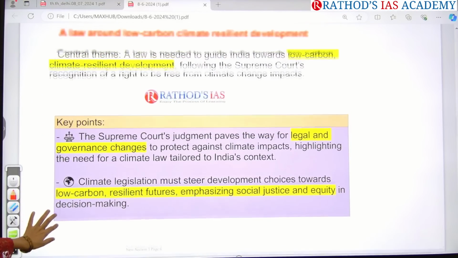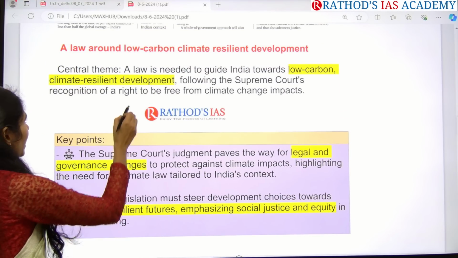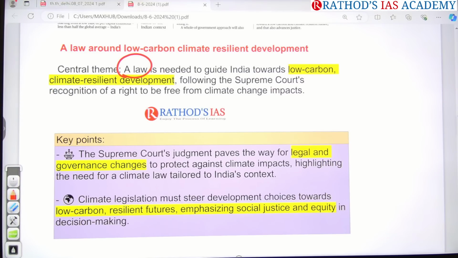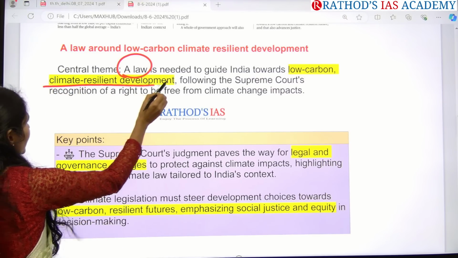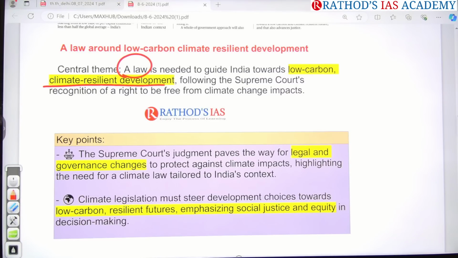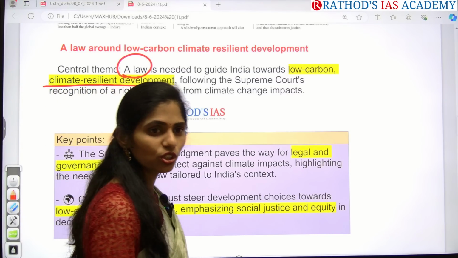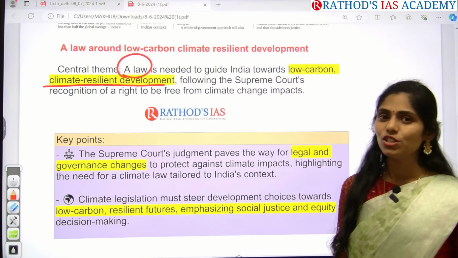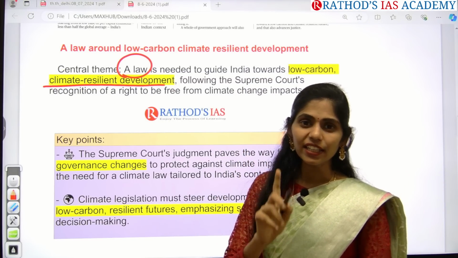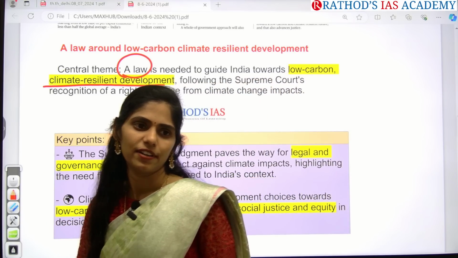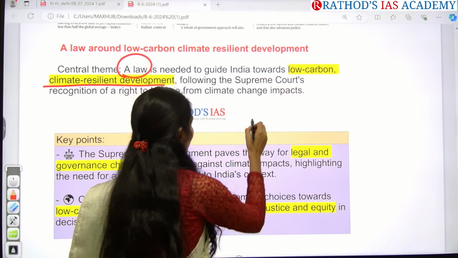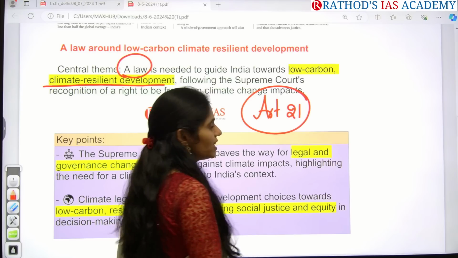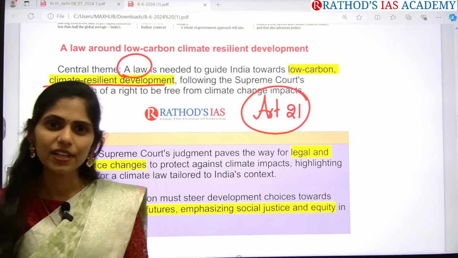So this article is saying that yes, we need a law. This law needs to guide our country towards low carbon resilient development. So why is this law needed now? You already know that recently the Supreme Court gave a judgment. In that judgment, the Supreme Court said that the right against climate change is also a fundamental right. So under which article does it come? Article 21. So under Article 21, the right against climate change is also a fundamental right now.